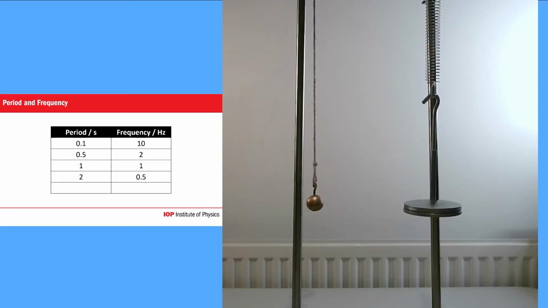Finally, we could also ask students about the period if we provide them with the frequency. So what if we had a pendulum with a frequency of 5 hertz? So it completed 5 oscillations in 1 second. Then how long would it take to complete one oscillation? Well, in this case, the answer would be 0.2 seconds. So at this point, your students will hopefully be able to see the link between period and frequency of oscillating systems.